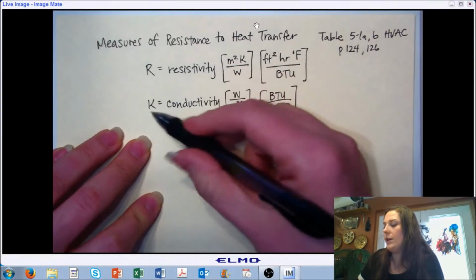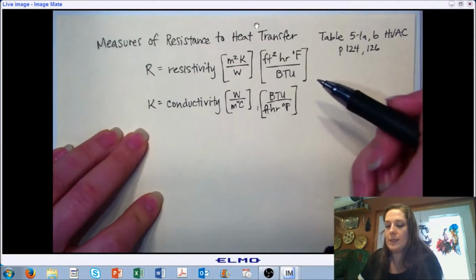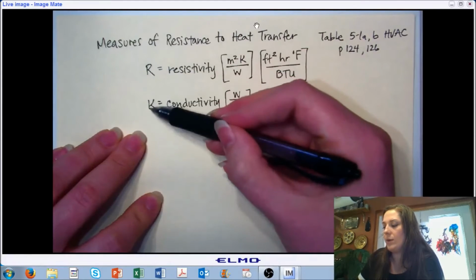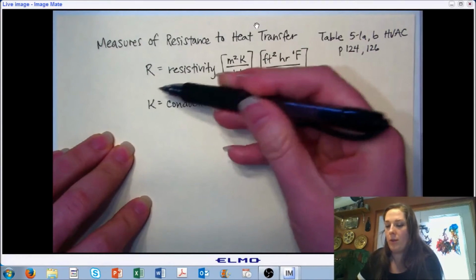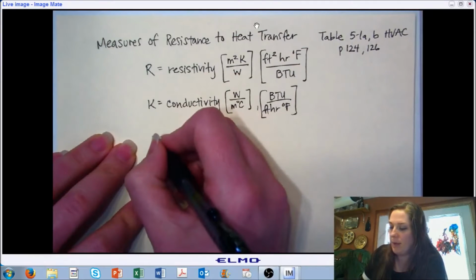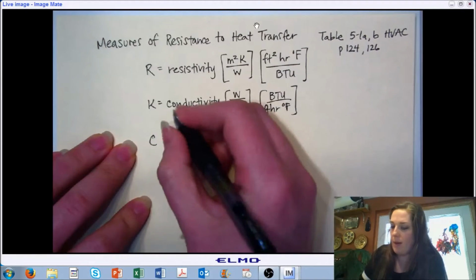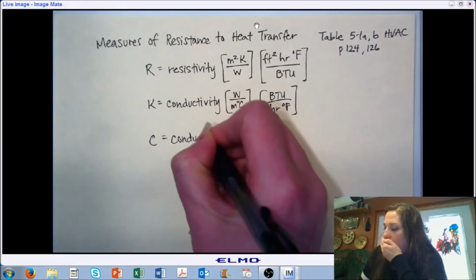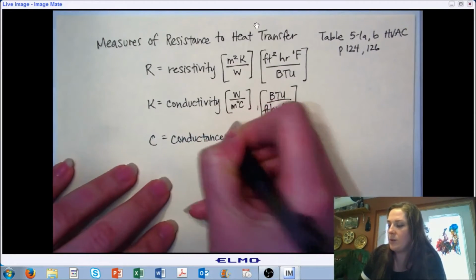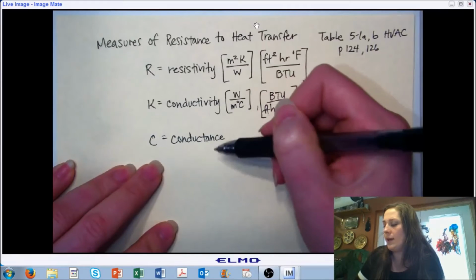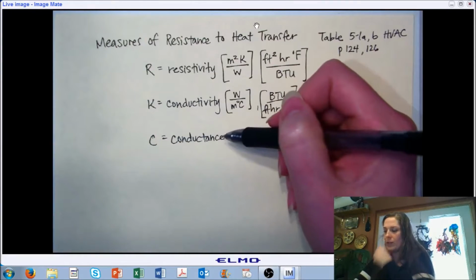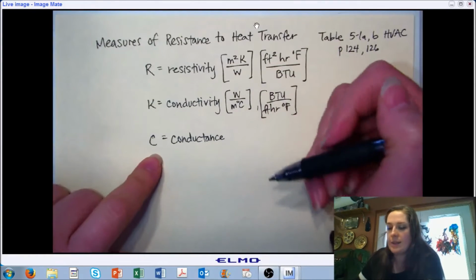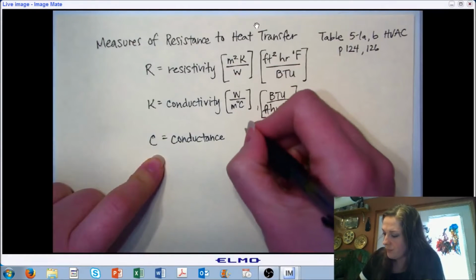And if you were listening earlier, I said K is thermal resistance because a lot of times whenever I'm talking about the different ones, I just call them all thermal resistance and then make sure that I'm working within the bounds of the correct units for each one of them. But each one has their own specific name. So R is resistivity, K, excuse me, K is conductivity, and C is conductance.